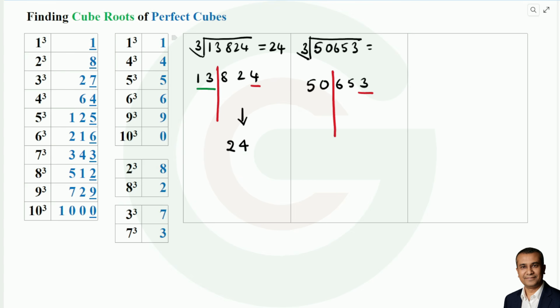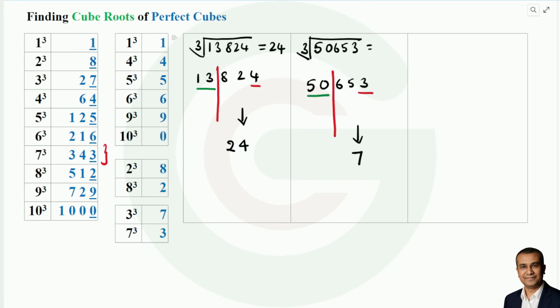Now we should look for the perfect cube which also ends with the digit 3. That is 343, 7 cube, isn't it? So therefore write here 7. So the cube root of the given number ends with the digit 7.